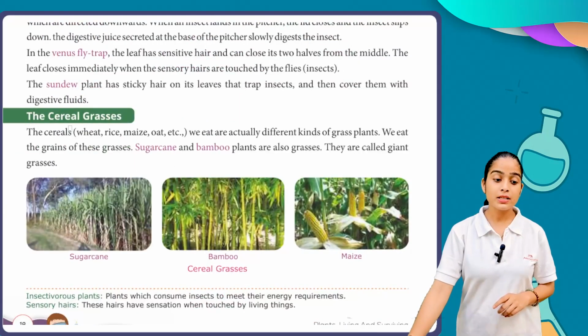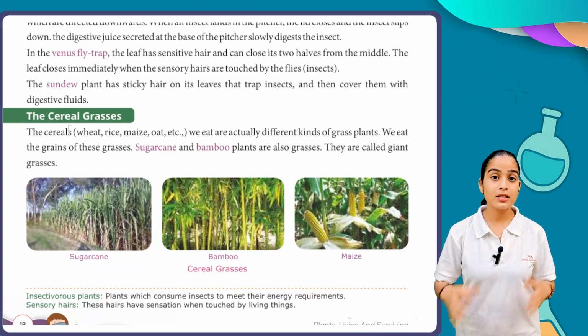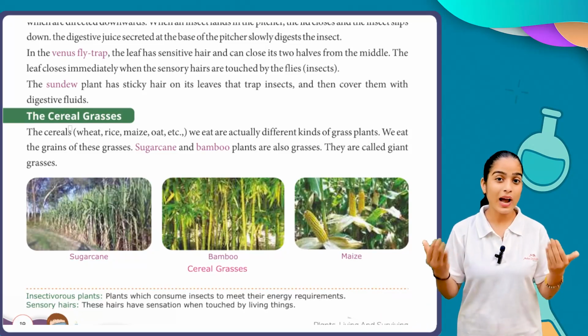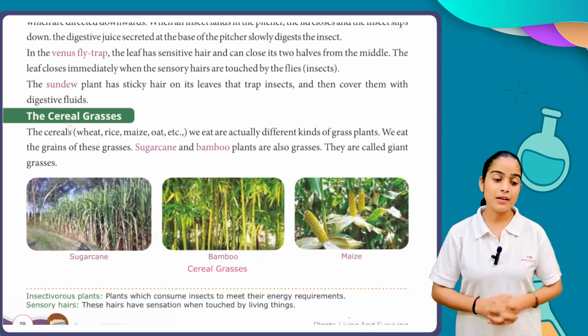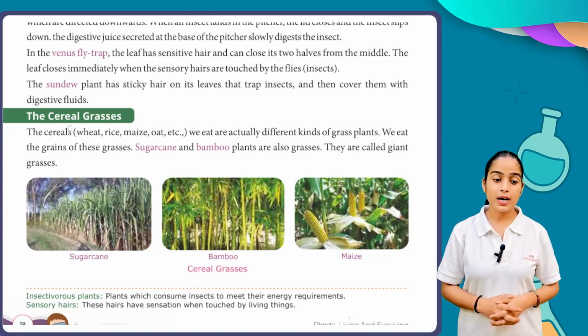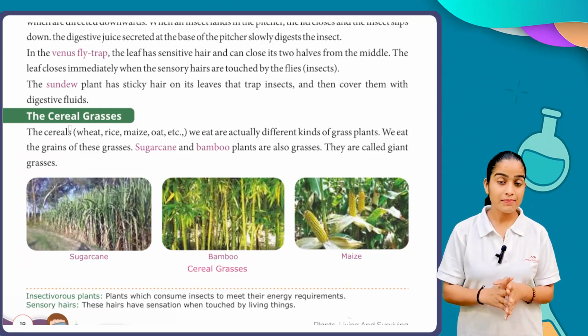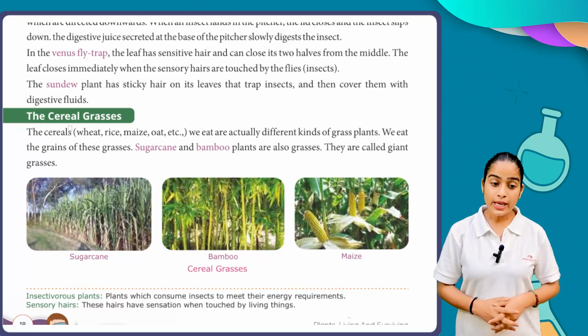Now we have cereal grasses. Cereal grasses means the food which is eaten by you and me. So the cereals: wheat, rice, maize, oat, etc. These are the examples we have for the cereals. What we eat are actually different kinds of grass plants. We eat the grains of these grasses.